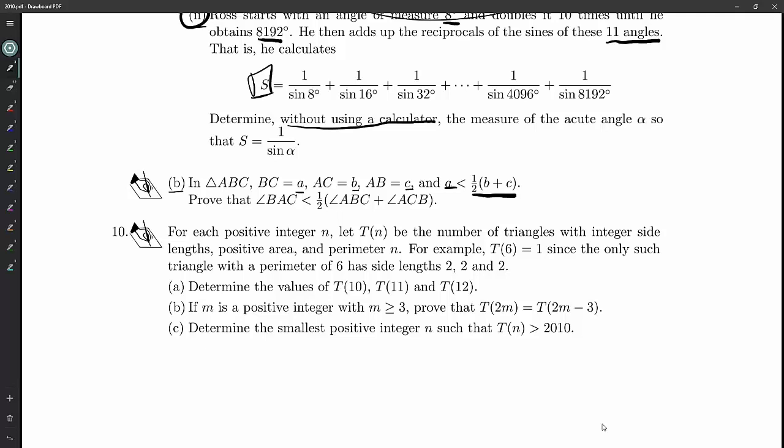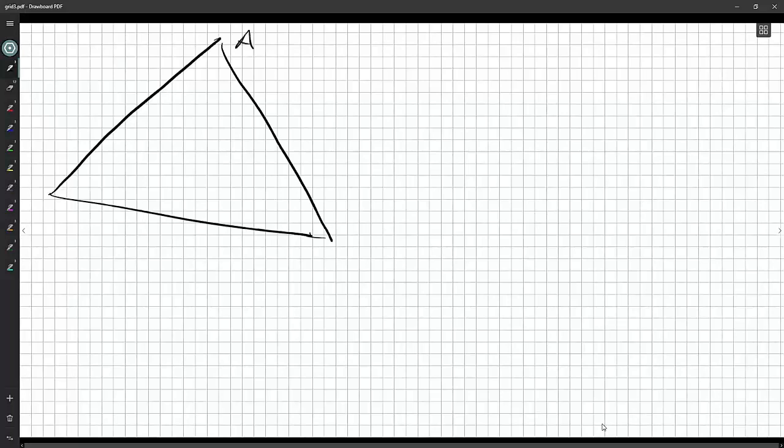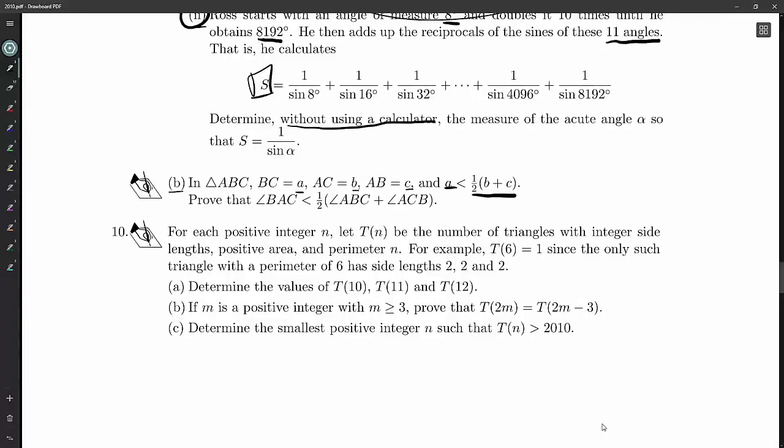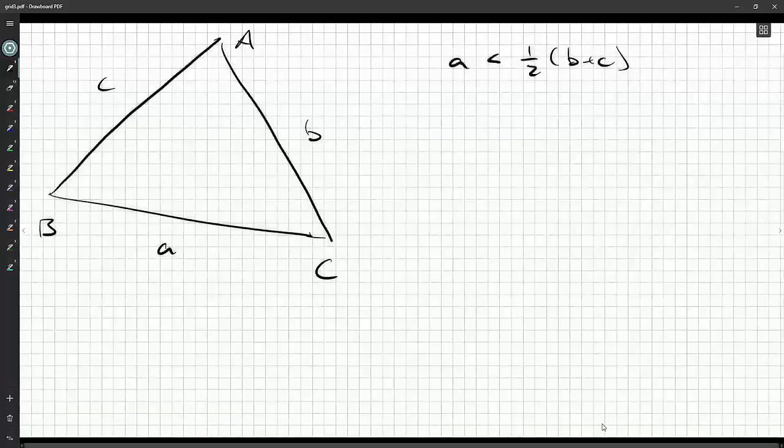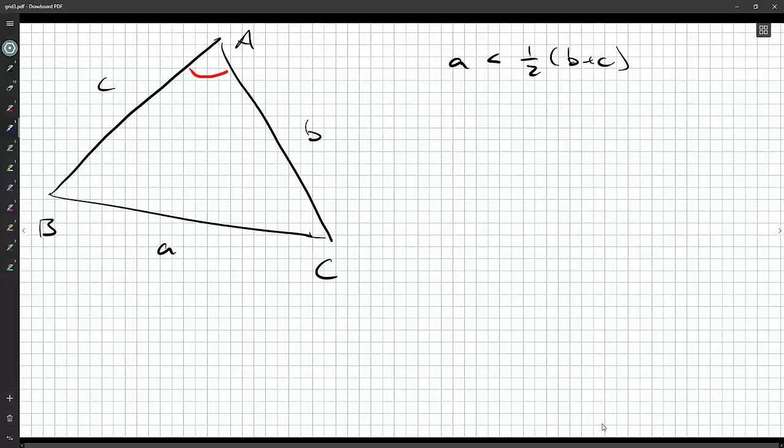Okay. Well, so what do we got here? Big old triangle. We've got A, B, C, and so opposite is A, B, and C, and we know that A is less than a half B plus C. That's what they said, right? And we want to see the angle at A is less than a half the angle at B and C. So maybe color code it a little bit. The red angle is less than a half of the blue and the green angles.